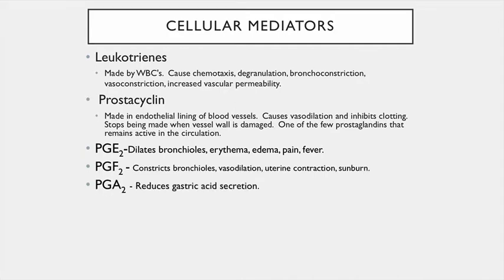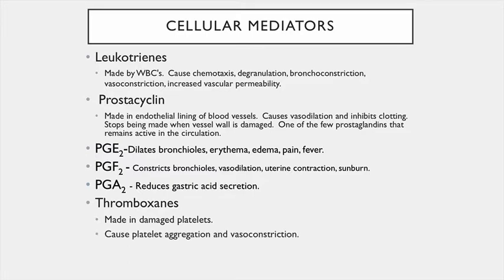So here, I guess I did this. I didn't realize I did this. So here are some of these cellular mediators. I forgot that I did this in any more detail. Leukotrienes, we saw them on that little cascade. They're made by white blood cells. They cause chemotaxis, which means it causes blood cells to come to the area. They cause granulocytes to spit out what they've got inside, histamine being an example, bronchoconstriction, vasoconstriction, increased vascular permeability. This is an inflammatory response.